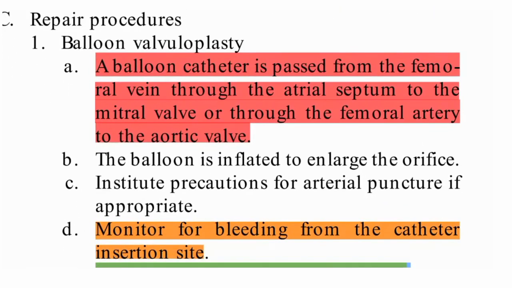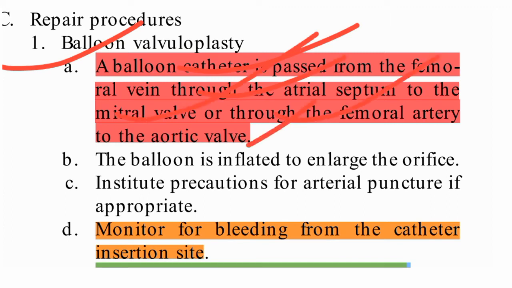Now the repair procedures. How can we repair? We can do valvuloplasty. How do we do balloon valvuloplasty? A balloon catheter is passed through the femoral vein, through the atrial septum to the mitral valve, or through the femoral artery to the aortic valve.